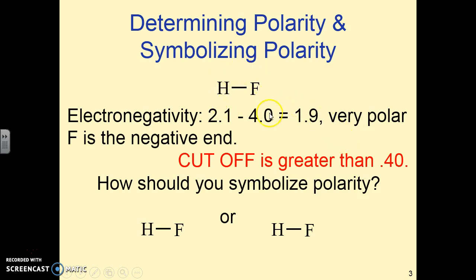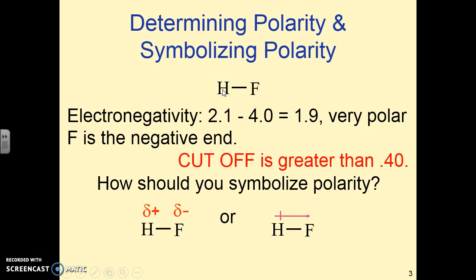So here we have HF. We're missing the lone pairs, but that's fine. The electronegativity of hydrogen is 2.1, and the electronegativity of fluorine is 4.0. If you subtract them, you get 1.9, and that's greater than 0.4. So this bond is polar. The reason is that there are two electrons in this bond, and because fluorine is more attracted to electrons, it pulls on them more. So it has more of the electron pair than hydrogen does.